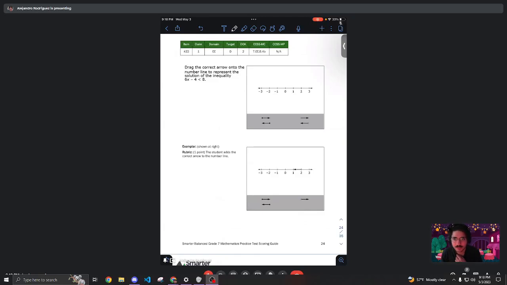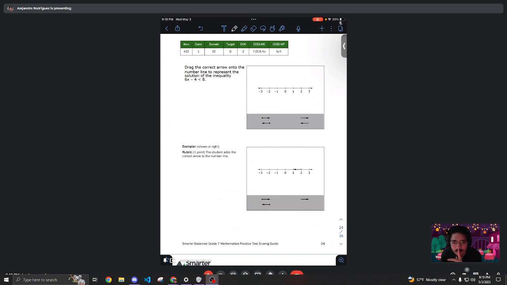All right, moving on to question number 22. It says, drag the correct arrow onto the number line to represent the solution of the inequality 6x minus 4 is less than 8. All right, so we've got to draw the table for this problem.